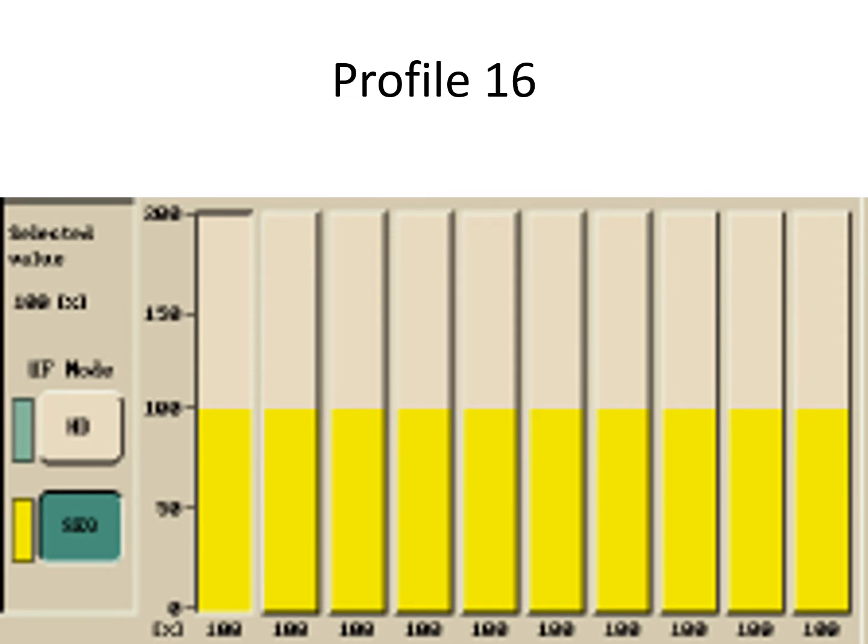The last profile that is clinically useful, I think, is profile 16. On some machines, it's profile 17. And this is ultrafiltration alone without diffusion. So this is your standard isolated UF profile for patients with volume overload. And as you can see, it offers a constant steady pull of fluid throughout the treatment. And that's pretty much it for useful profiles. But for fun, we'll go through some of the others that are available.